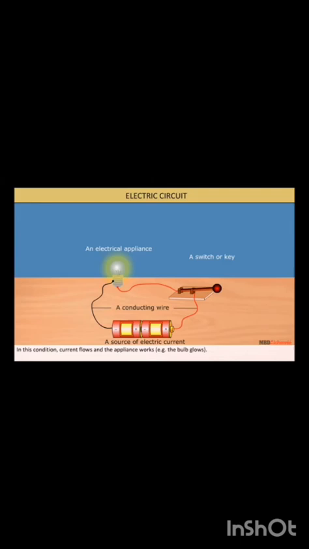When the switch is closed, the circuit is said to be closed circuit. In this condition, current flows and the appliance works. Example, the bulb glows. However, the circuit is said to be open circuit when the switch is open and there is no flow of current.